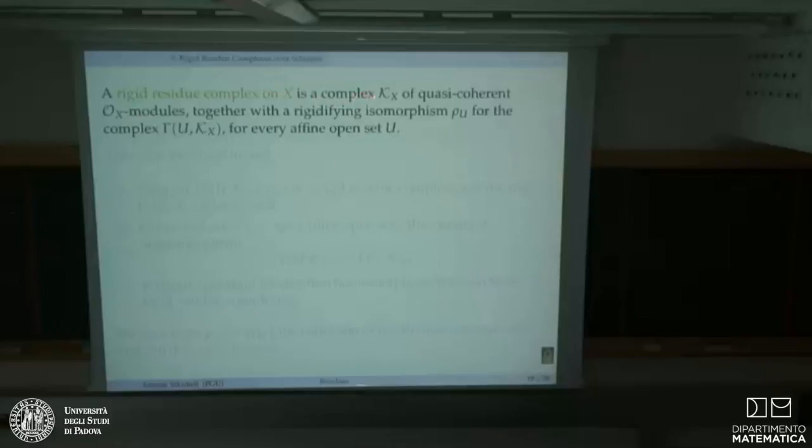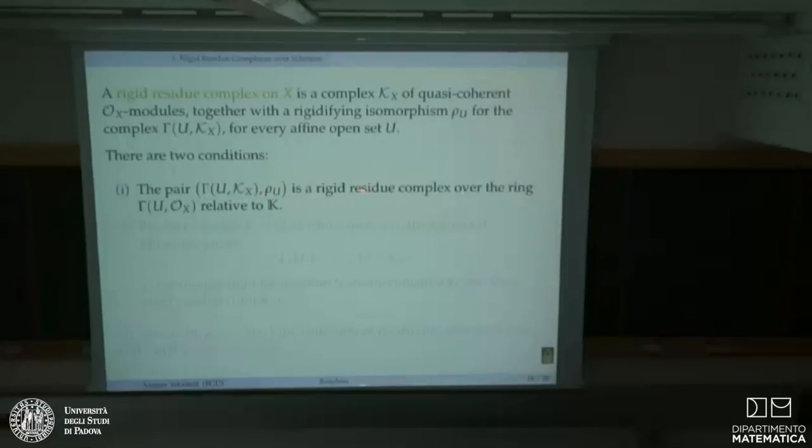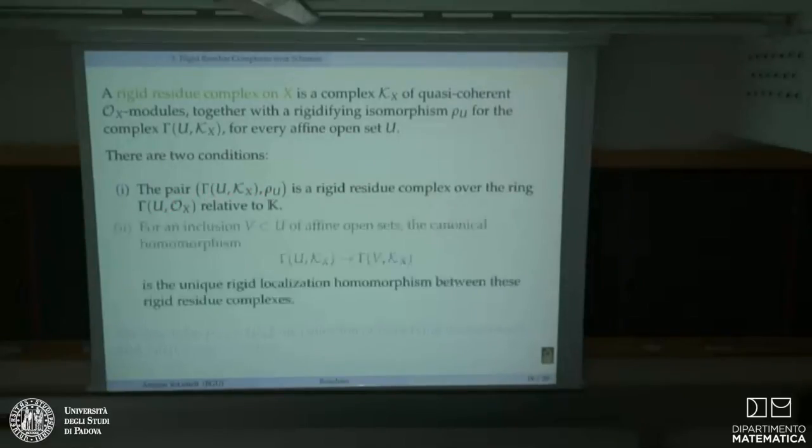So a rigid residue complex first consists of a complex of quasi-coherent sheaves, which will be dualizing in the end, together with, on every affine open set U, a rigidifying isomorphism for the restriction, which is a complex over the ring corresponding to U. Then we need some axioms to tie them together. First of all, this complex is a rigid residue complex over this ring, just like before. Secondly, if we have an inclusion of open sets, which corresponds to an étale ring homomorphism, the restriction homomorphism respects the rigid structures: the rigid structure here is the unique rigid localization permitted for this étale ring homomorphism. So it's very difficult to have such a thing. On the other hand, when we have such things, we can glue them.